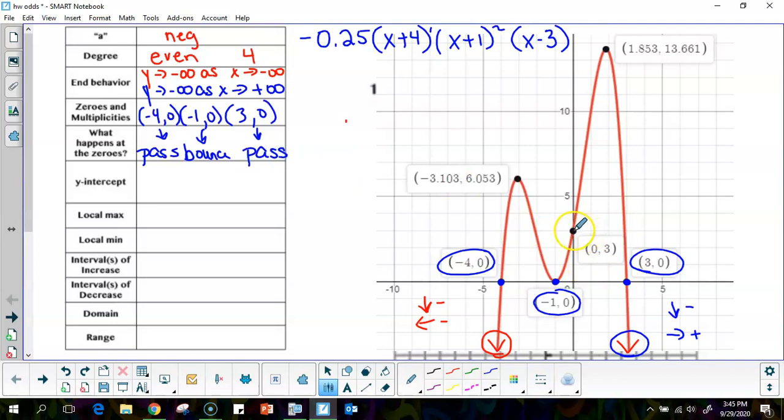The y-intercept, that's given to me also. It's right there. It is 0, 3. I have no idea why they give us so much room on y-intercept.